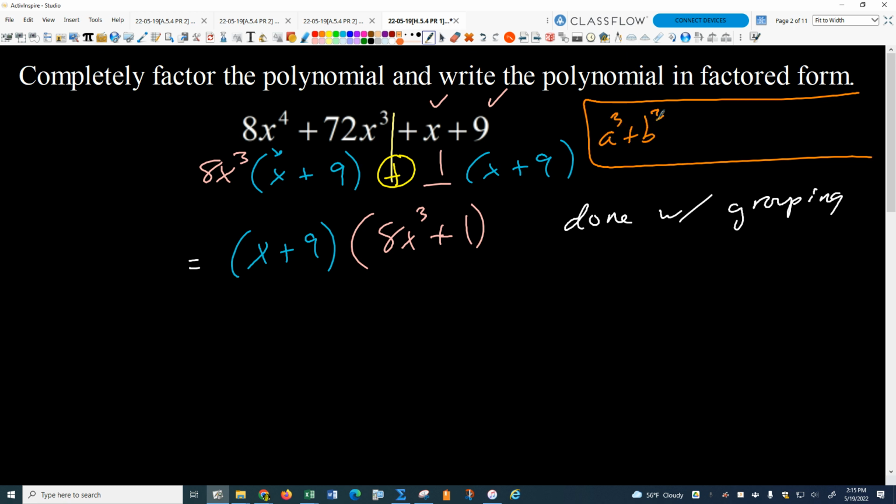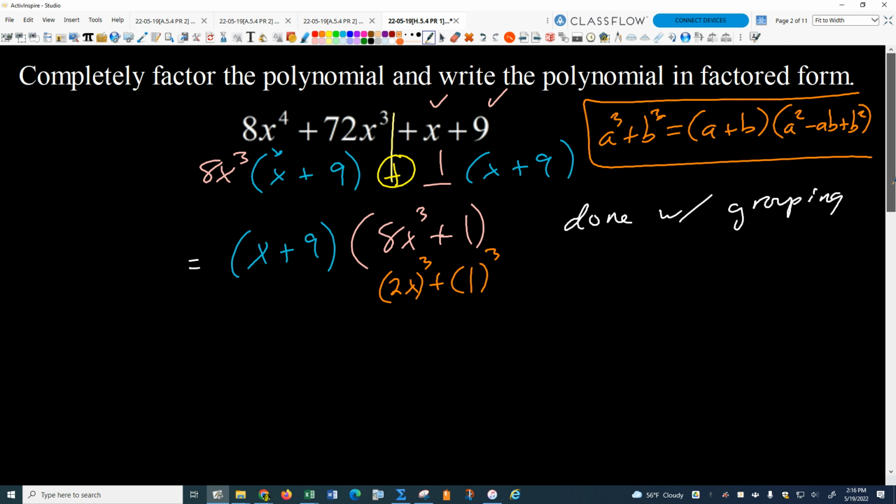A cubed plus b cubed factors how? A plus b times a squared minus ab plus b squared. Okay? And for our sum of cubes here, 1 is just 1 cubed, but what would the first term be? It's a cube of what? 2, yeah, good, 2x, right?